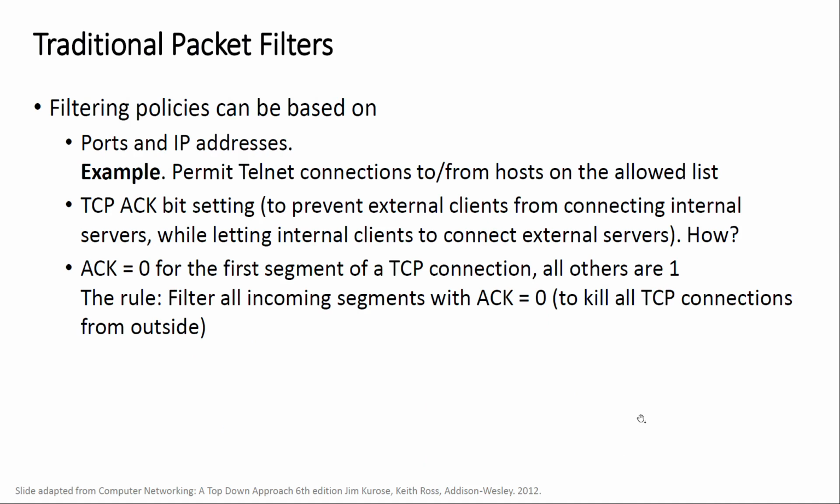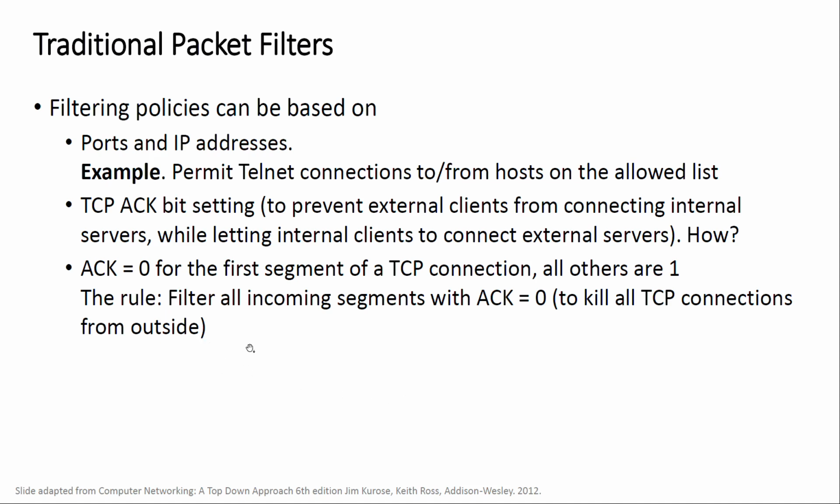Filtering policies can be based on ports and IP addresses. An example is as follows: permit telnet connections to or from hosts on the allowed list. This way you can just choose the IP addresses and ports. Or your policy can be based on TCP ACK bit setting to prevent external clients from connecting to internal servers while letting internal clients connect to external servers. How can you do it?